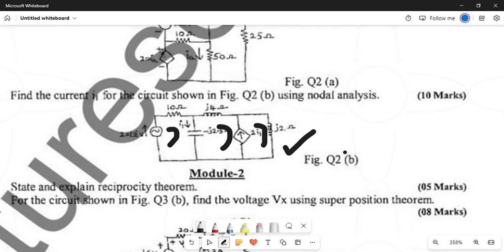So nodal analysis is eliminated over here, and the best possible ways that you can solve are your current divider, voltage divider rule, your current equation, that is I is equal to V by R or V is equal to I R, and your mesh analysis. This is somewhat easier, so please do try to understand things in a better manner.